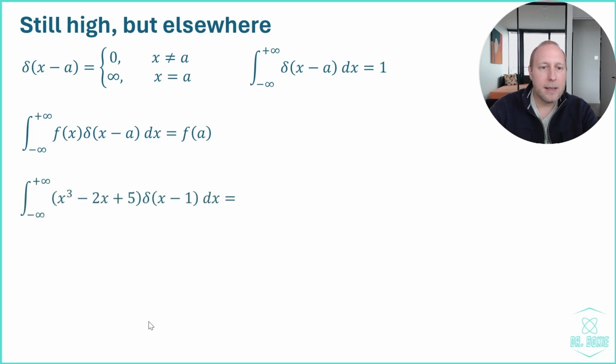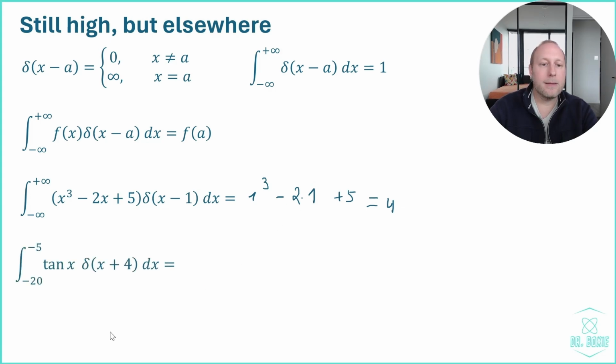Couple of examples. If we integrate from negative infinity to positive infinity x cubed minus 2x plus 5, multiplied with the delta function peaked at 1, what we will get is the value of that cubic function at x is 1, so we get 1 cubed minus 2 times 1 plus 5, which is 1 minus 2, which is negative 1, plus 5, which is 4. Second example, if we integrate from negative 20 to negative 5, the tangent of x times the delta function peaked at negative 4.